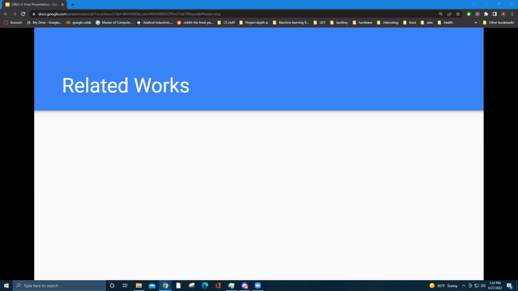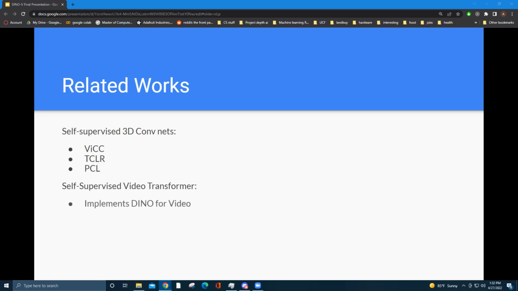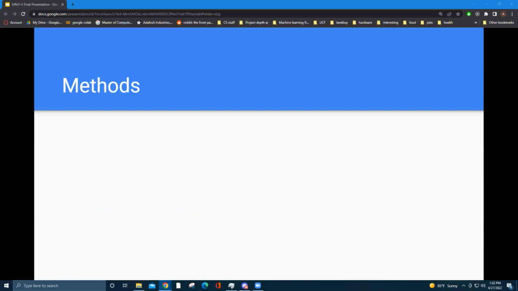For related works, there are the self-supervised 3D ConvNets such as VIE, TCLR, PCL, and there's Self-supervised Video Transformer, SVT. It implements DINO for video, and it has results on UCF101, HMDB51, and Kinetics 400, SSv2 as well. It was accepted this year in March.